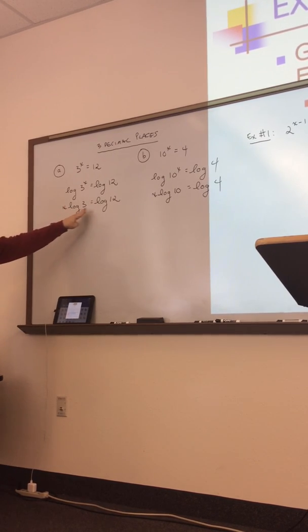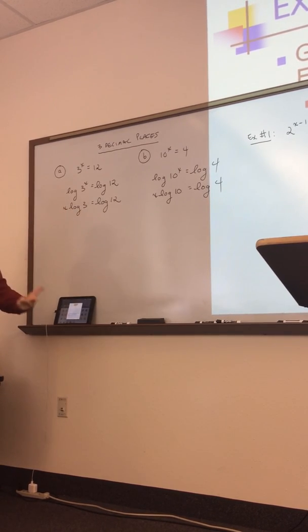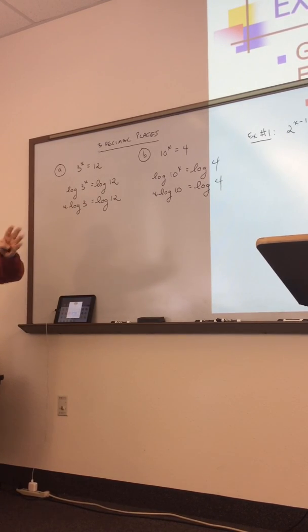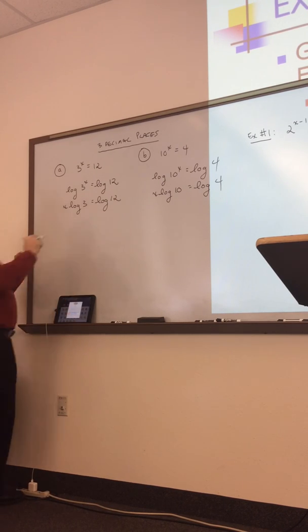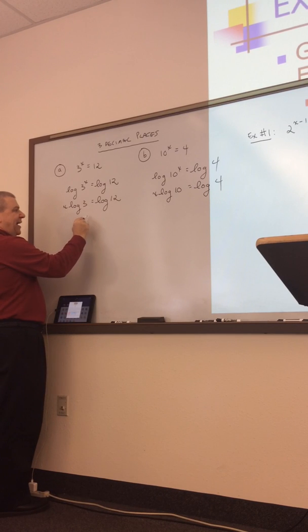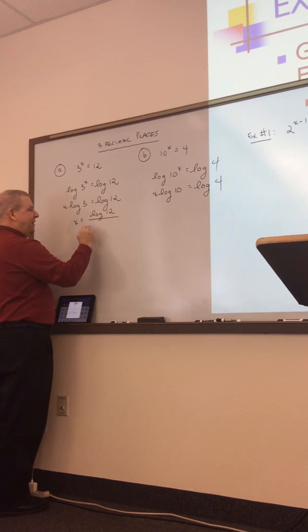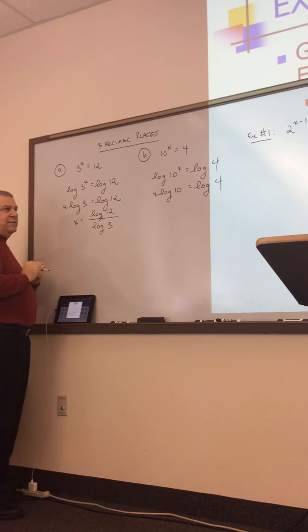Somebody, what would I have to do to both sides to get the x by itself? This is not a hard question. Do what you always do when you solve equations. So, divide log of 3. That's right. Divide both sides by log of 3. So look, here's what you write down. X equals log of 12 divided by the log of 3.